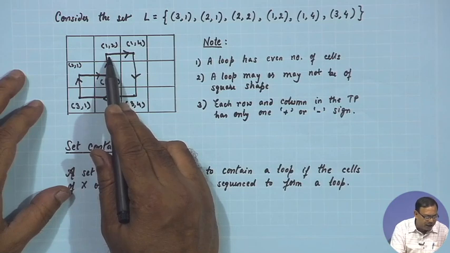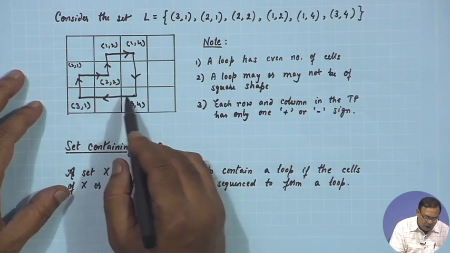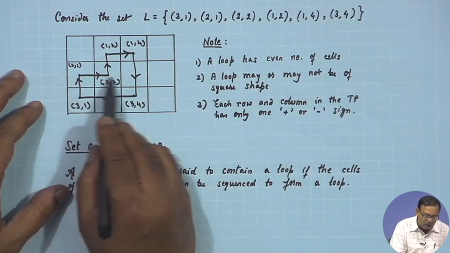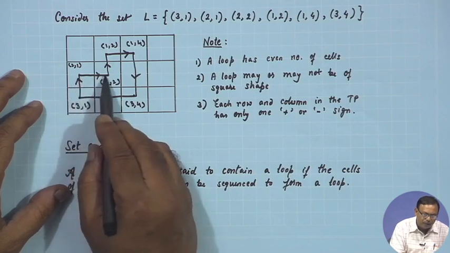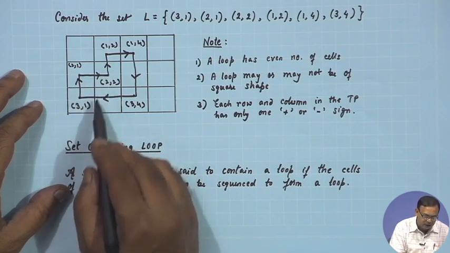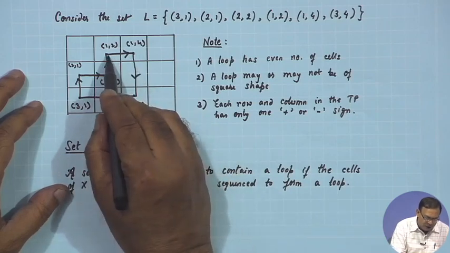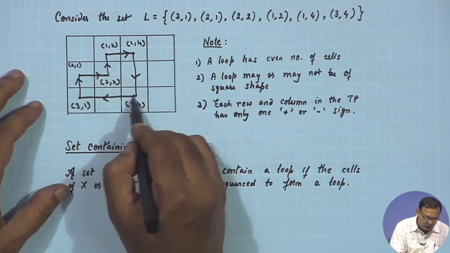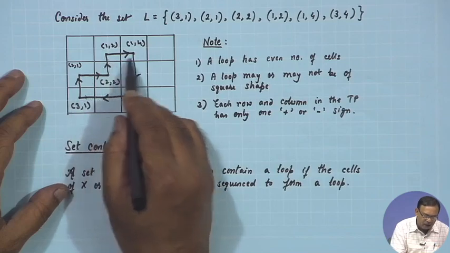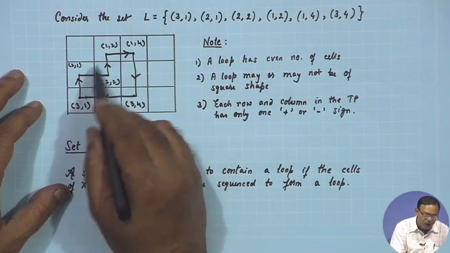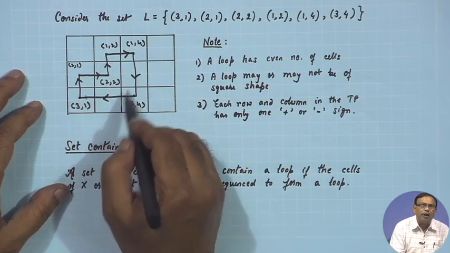and then again it is going to 1 2. So, you see in each row you have only 2 adjacent cells, or in each column you have adjacent cells. So, if I have started from here and whenever I am coming back, this forms a loop. So, this we call a loop.